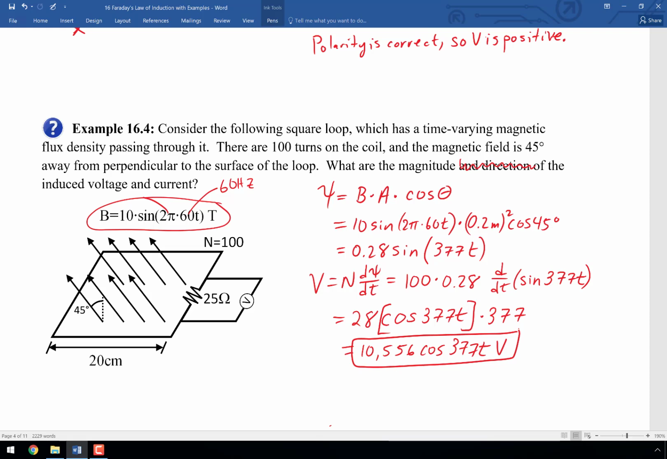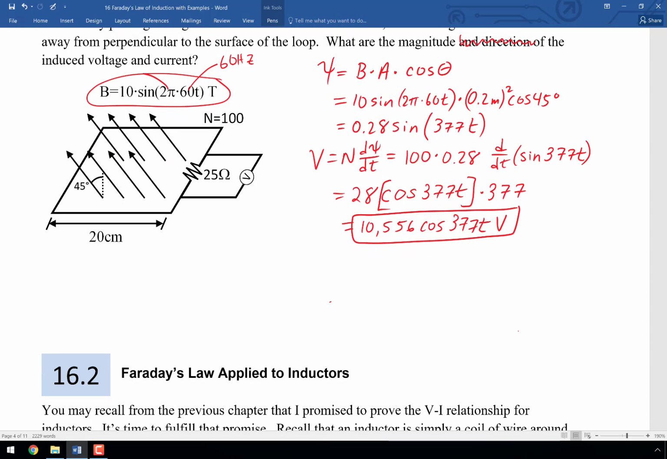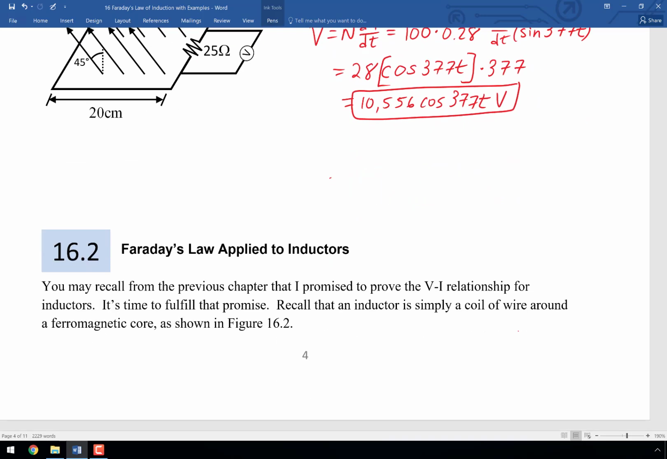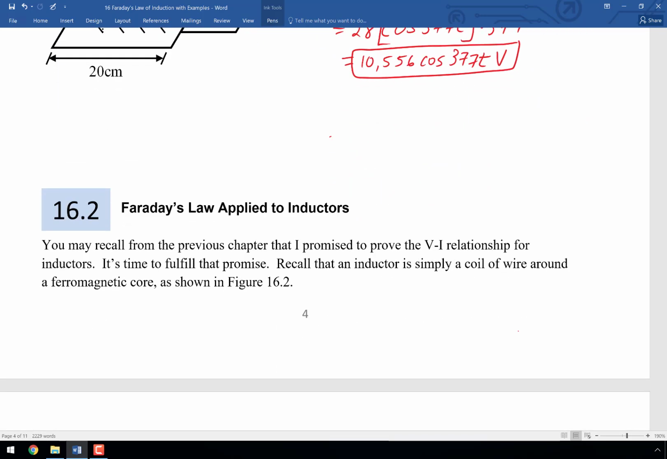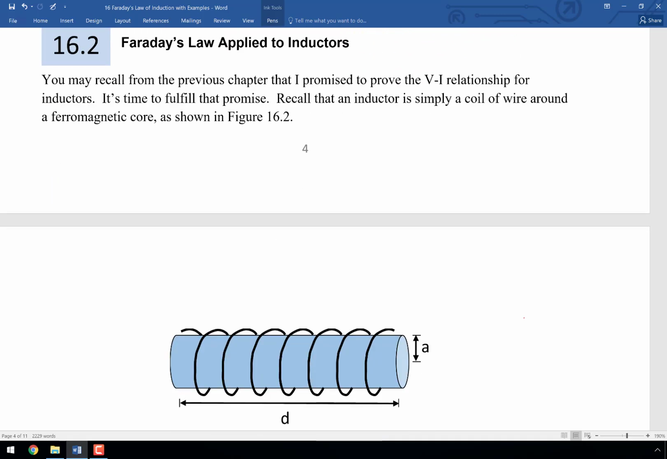Okay, now let's do some specific examples. Faraday's law applied to inductors. I promised you this one last time. I promised that we would derive L di dt, V_L equals L di dt. And so it's time to do that derivation now.